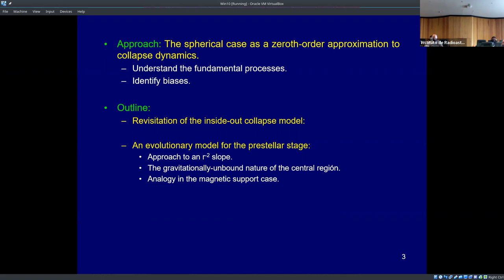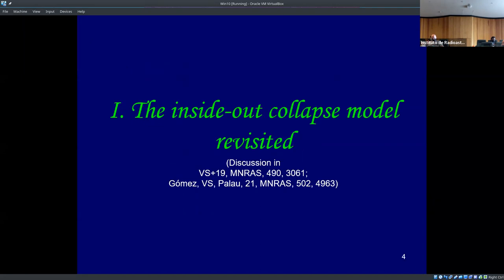And then, with this philosophy in mind, I'll first revisit the theory of spherical collapse, and in particular the inside-out collapse model by Shu. And then I will present an evolutionary model for the prestellar stage of collapse that we published last year. Among this, I'll talk about the approach to an r to the minus 2 slope for the density profile, interestingly, the gravitationally unbound nature of the central part of any collapse, and then the analogy with the magnetic support case. So let's revisit the inside-out collapse model.